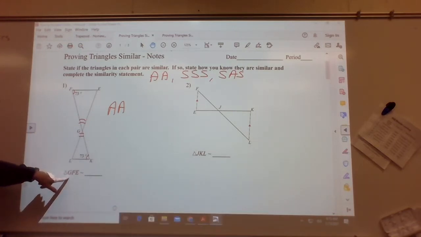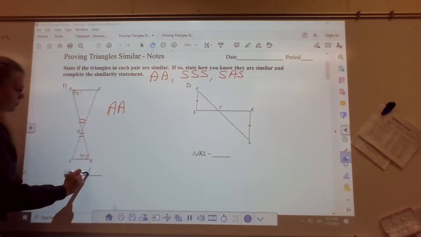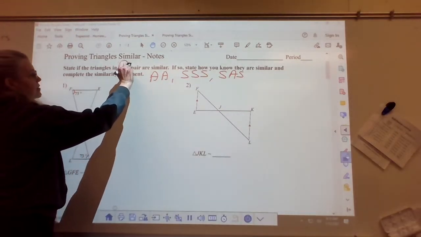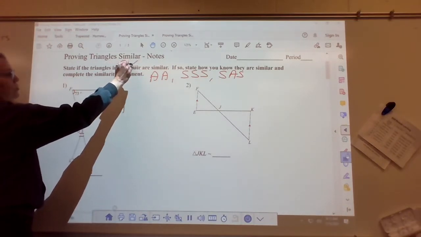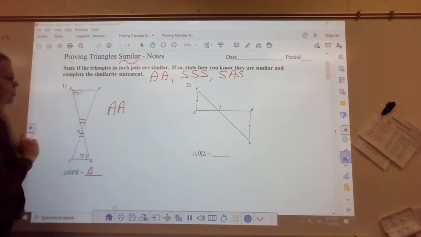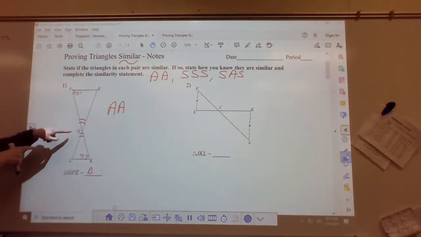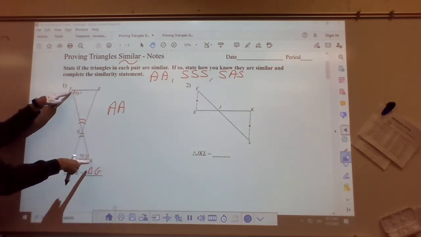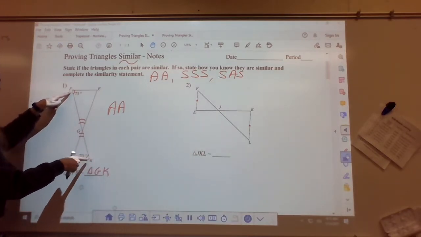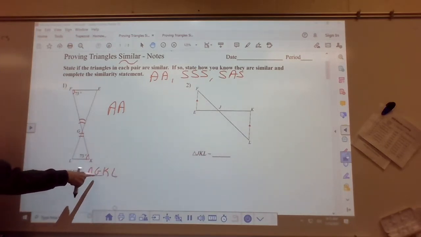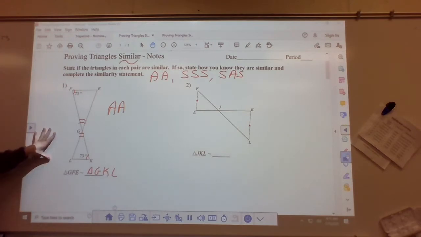I need to go ahead and finish the similarity statement. So triangle GFE is similar. Notice the similar symbol is just a little squiggly. If it was congruent, it would have an equal bar underneath, but similar is just the squiggly line. G matched up with G because that's the one in the middle. F matches up with K, and then L. So triangle GFE is similar to triangle GKL. So that's my first one.